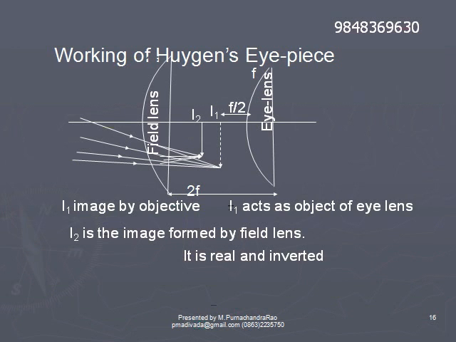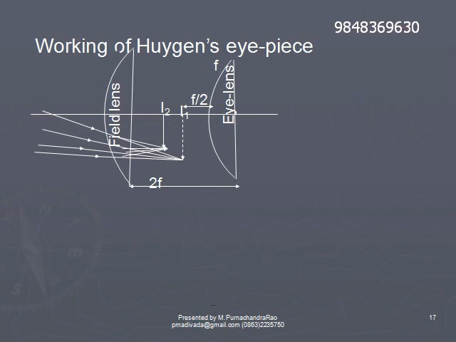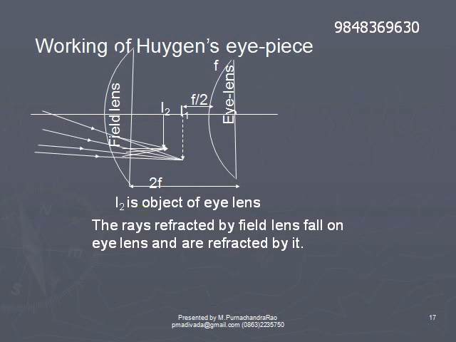Now, the image I1 is a real inverted image. We can consider I1 as the object for the field lens, and thereby the image I2 is formed by the field lens. The object is a virtual object for the field lens and the final image I2 is a real image. It is also inverted and real.